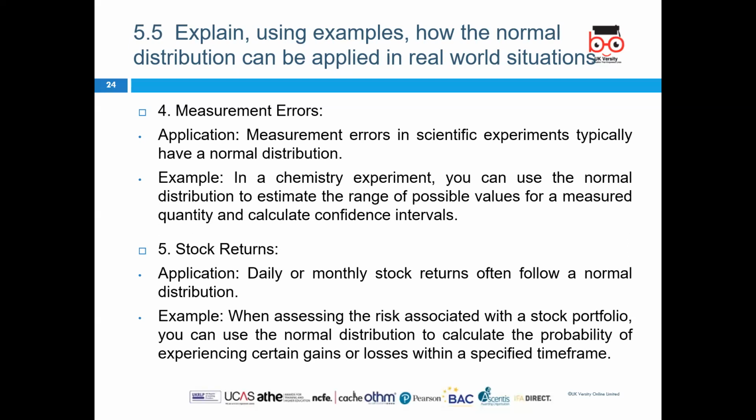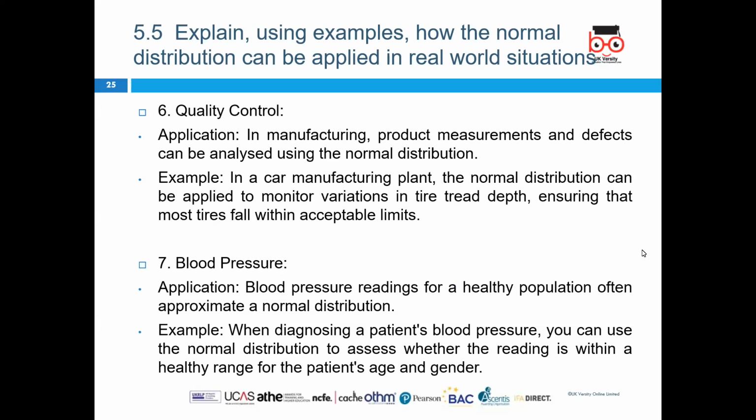Then you have the stock returns. Daily or monthly stock returns often follow a normal distribution where the value often returns to its mean. When assessing the risk associated with a stock portfolio, you can use the normal distribution to calculate the probability of experiencing certain gains or losses within a specific time frame. Then the next example we have is quality control. Again, the probability of a defect in a certain number of products in a batch you can assess using the normal distribution, and then you can define the defect percentage.